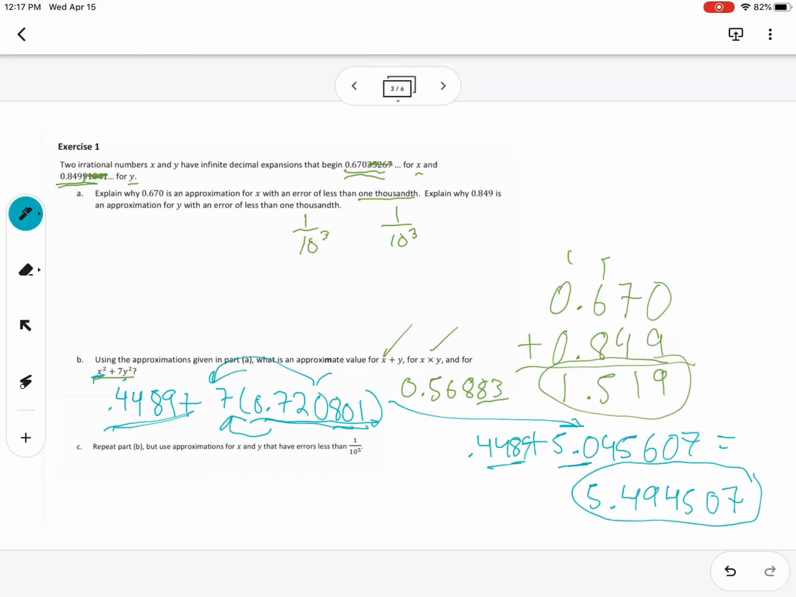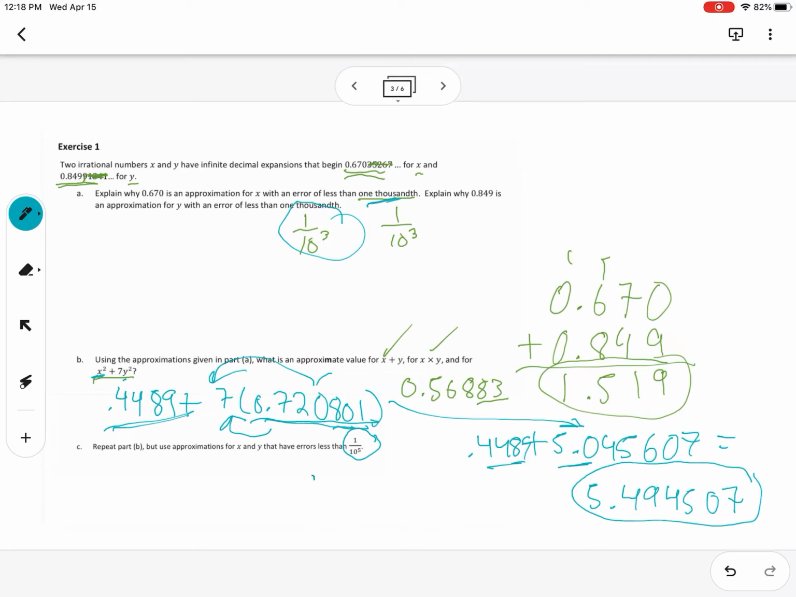Okay, part C. It says repeat part B, but use the approximations for x and y that have errors less than 1 over 10 to the 5th power. Okay, so this is why I wrote this like this, to give you an idea of what they're saying. They could give it to you one way. So they could tell you this in word form, or they can give it to you as a fraction.